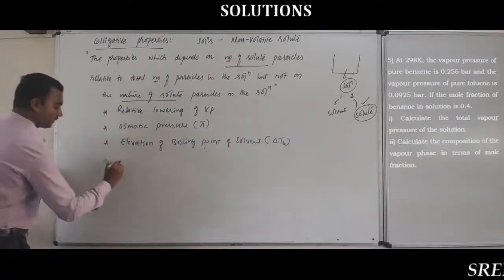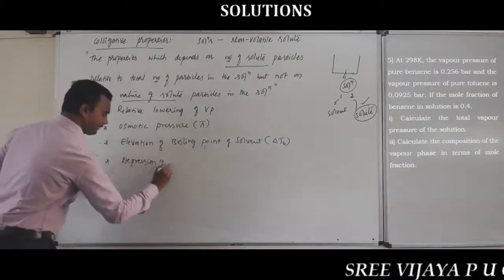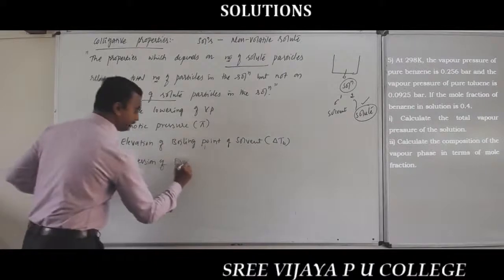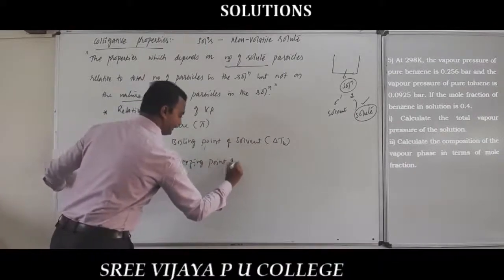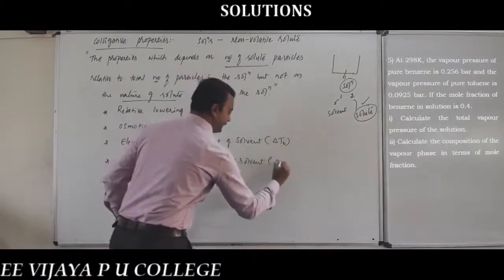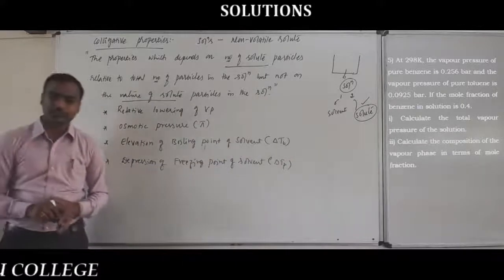And the last one is depression of freezing point of solvent. That is taken as delta TF. And these are the 4 important colligative properties.